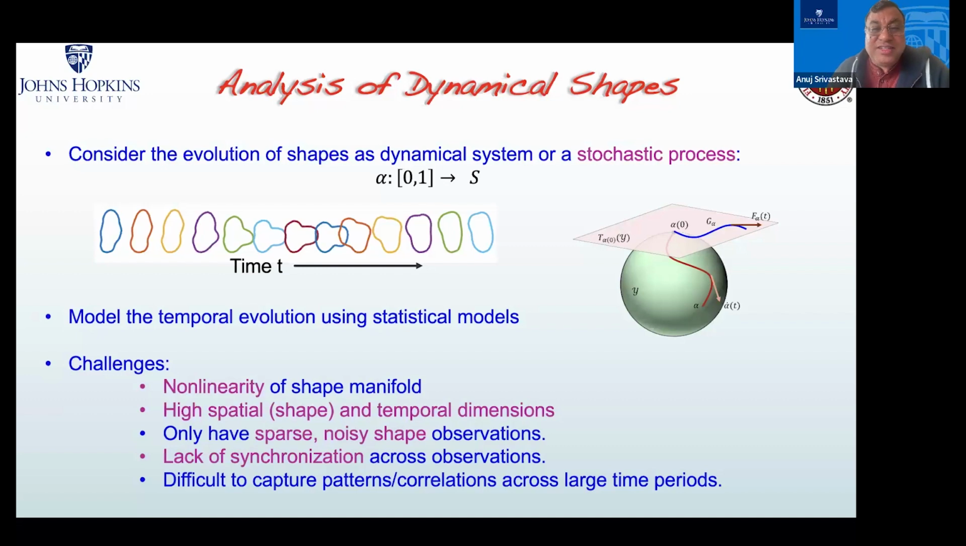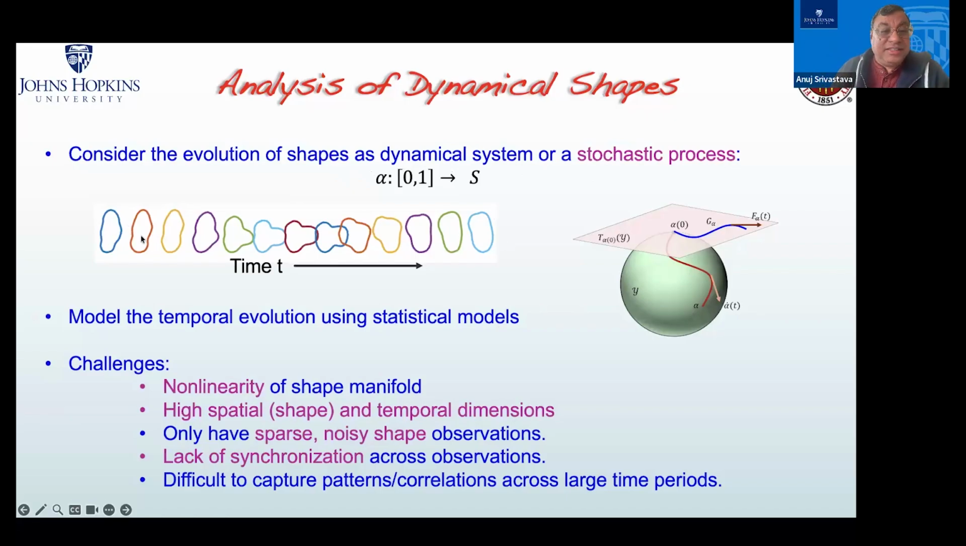But now I want to talk a little bit about shapes that change in time. How do we mathematically consider them, and how do we model them? We are going to think about shapes changing over time as a continuous process in some kind of shape manifold. As we know, it's a nonlinear space, with the metrics, the quotient spaces, this and that.